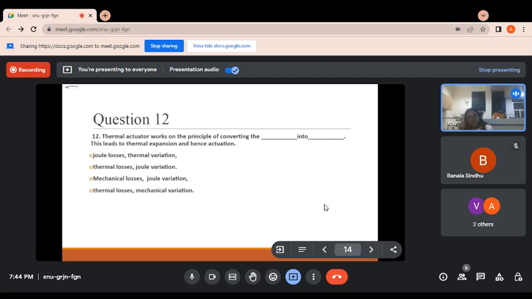This is question 12. A thermal actuator works on the principle of converting dash into dash. This leads to thermal expansion and hence actuation. The first option is Joule losses into thermal variation. So what is the right answer?